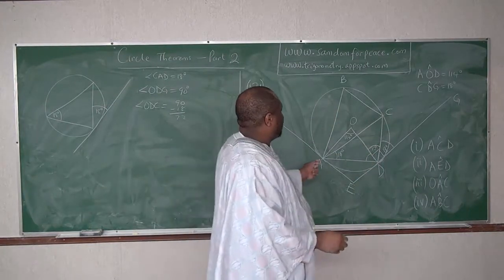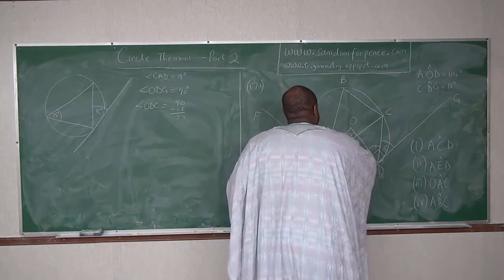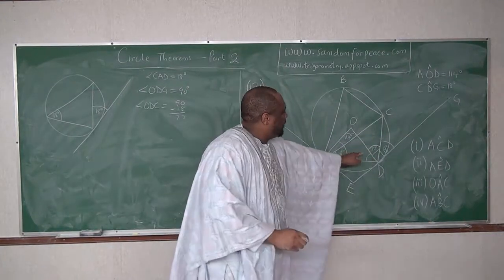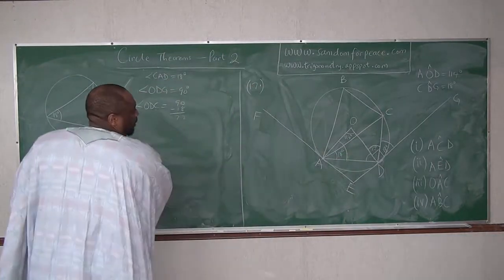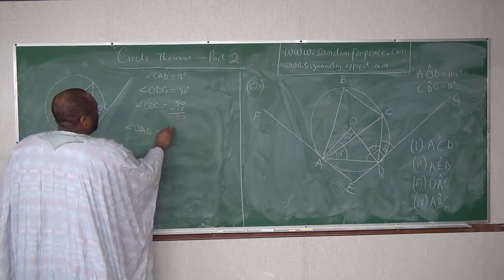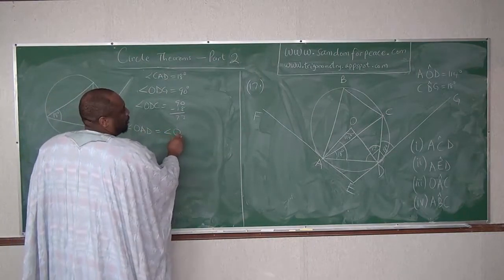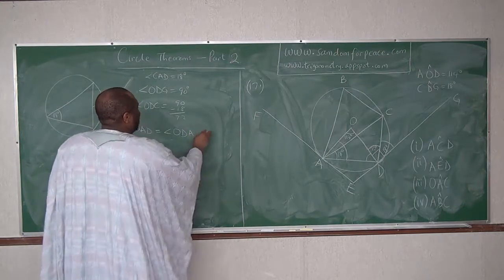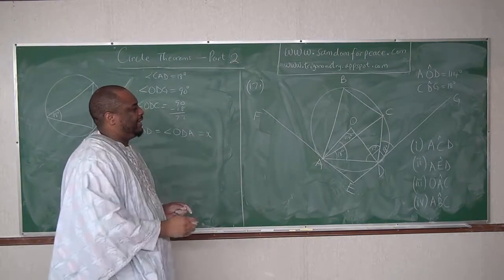Base angles of isosceles triangle. Okay, we can get this angle is equal to this angle, not the 18. Angle OAD is equal to angle ODA. We can call that X. Base angles of isosceles triangle.